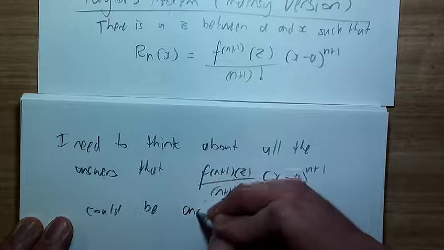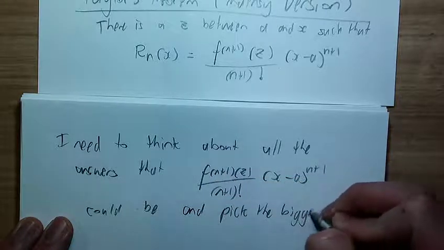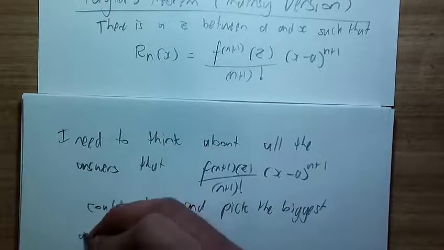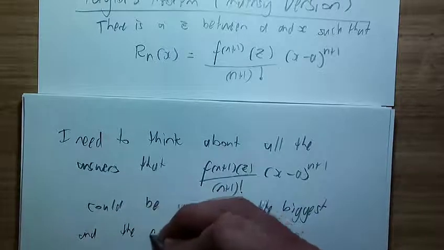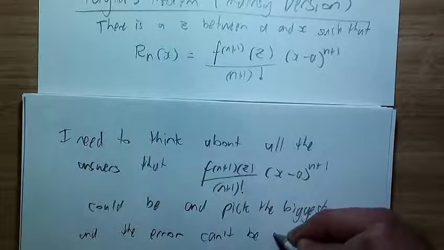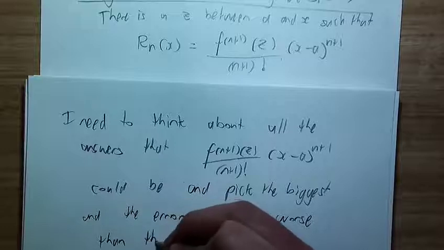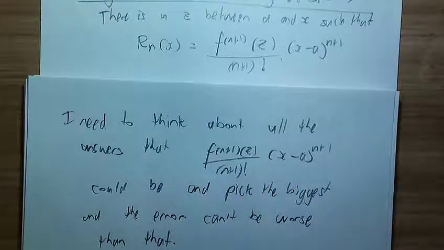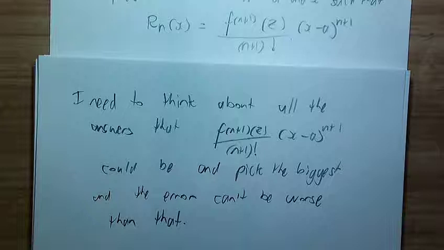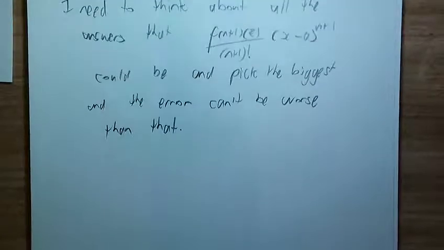Could be, and pick the biggest. Can't be worse than that. Yep, need to think about all the answers that could be, pick the biggest, and the error can't be any worse than that. And that's basically the deal. So, all right.